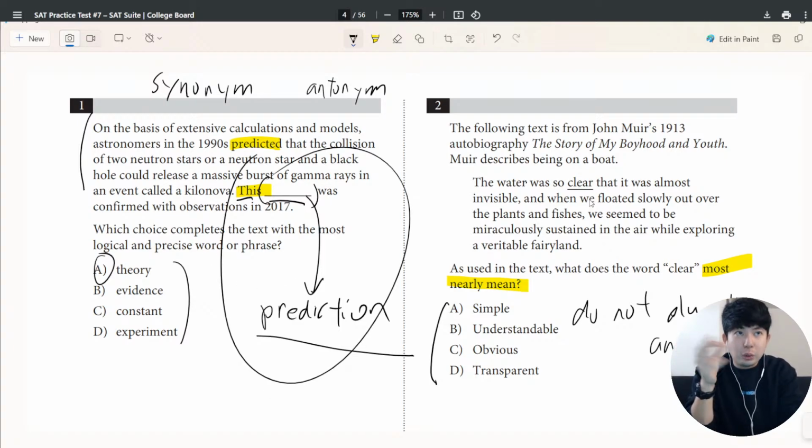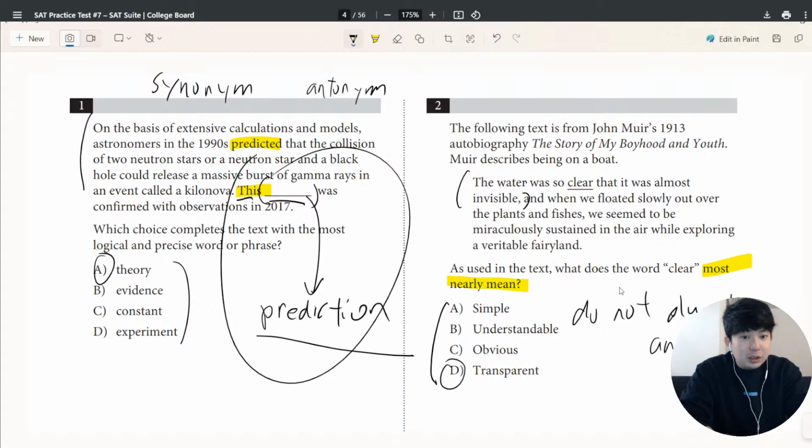Come up with a word or even an expression of your own. So, the water was so clear that it was almost invisible. Okay, so what does that mean? You could see through the water, right? That you could totally see through it. Therefore, the answer here is D, transparent. Again, in this case, because you plugged it in, it works, but that's not the point here.